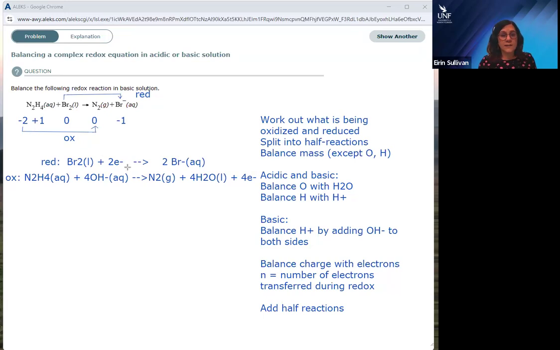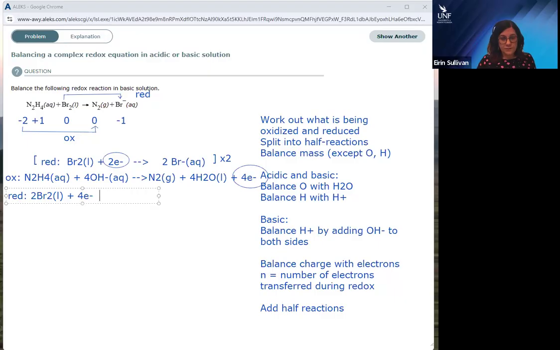Okay, so I can see in my reduction half reaction, I've got 2 electrons, and in my oxidation half reaction, I've got 4 electrons. So the final step then is that I'm going to have to multiply my reduction half reaction by an integer in order to make those balance out. So I would take this whole step and multiply it by 2 in order to get this to balance. So I'm going to rewrite my reduction half reaction. So that will be 2Br2 liquid plus 4 electrons.